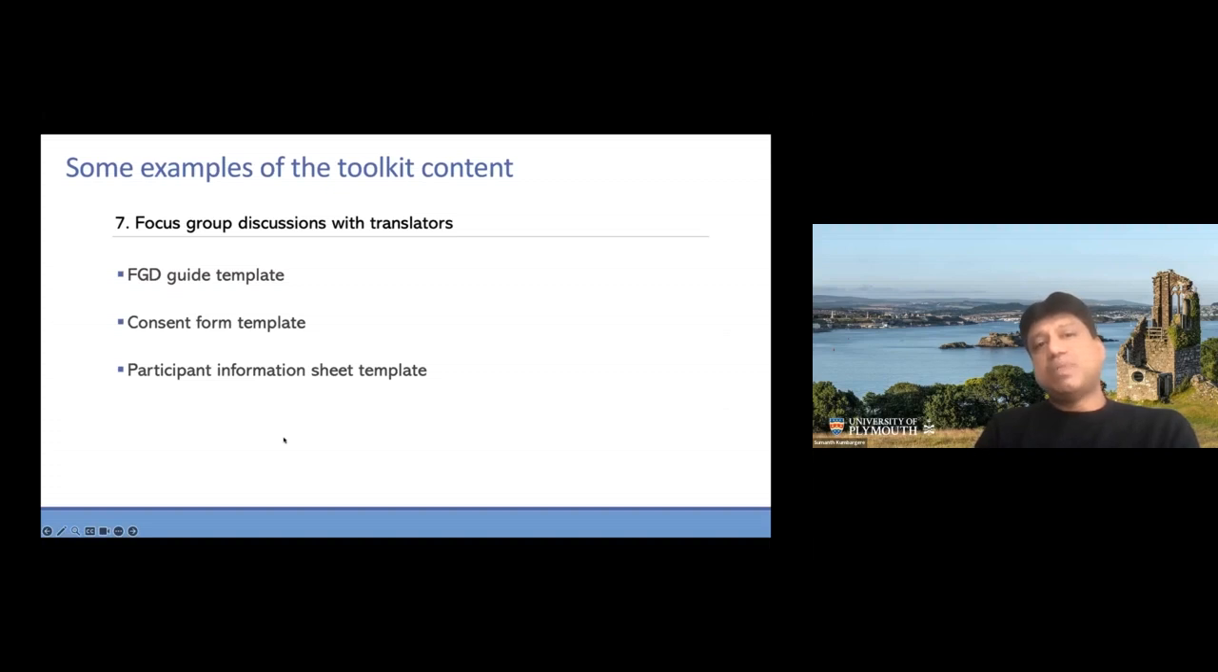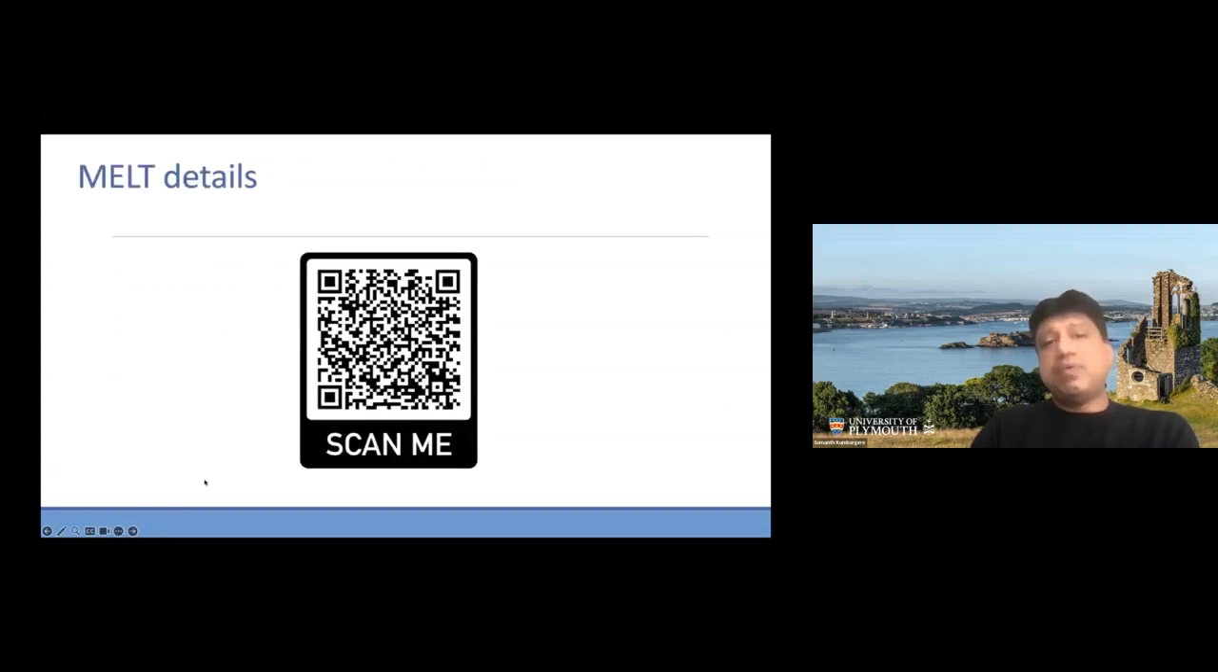The last section, focus group discussions with translators. We have provided some templates for FGD, consent forms, and a participant information sheet. We have sent this publication to a journal, and it is at the preprint stage. You can scan this to access the full text of the preprint version of the MELD toolkit. I'll give a couple of seconds for you to scan.